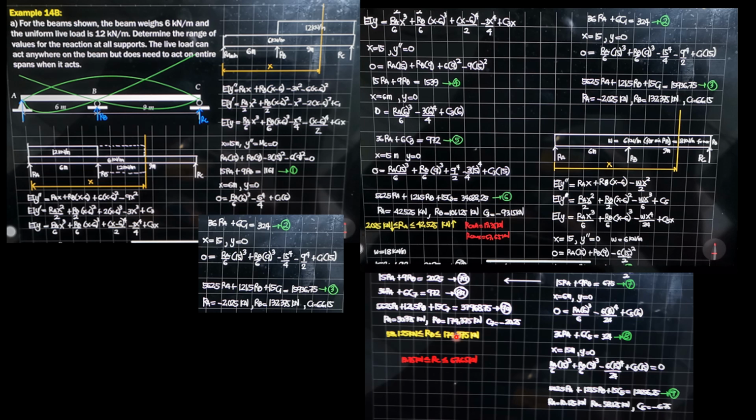Therefore, we now establish the force envelope for RB, and that is 58.125 kilonewtons less than or equal to RB, and RB less than or equal to 174.375 kilonewtons. So that's it for this video.